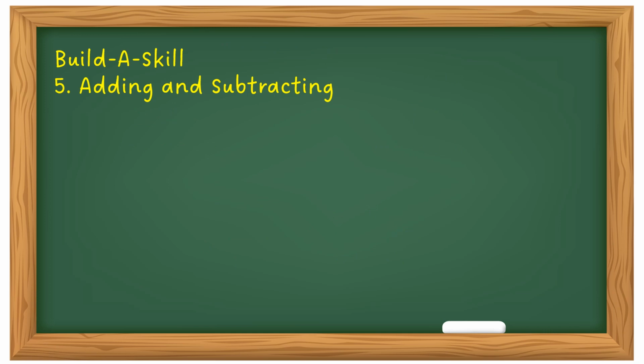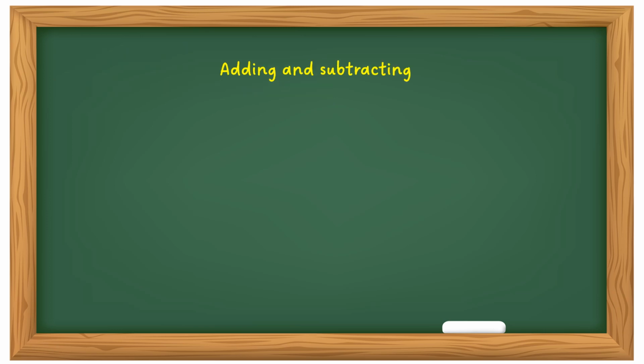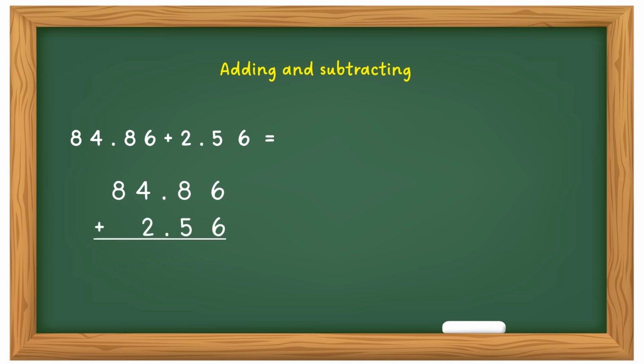Now let's look at some basic skills. Number 5, adding and subtracting. What we'll do here, we'll deal mainly with decimals because most of us can add whole numbers. It's fairly straightforward. So we'll use decimals, so we understand about place value. Now you can see there 84.86 plus 2.56. What you must do is line up the decimal points. You have to make sure your decimal points are lined up, because that puts them in their true value. And then you add them up.